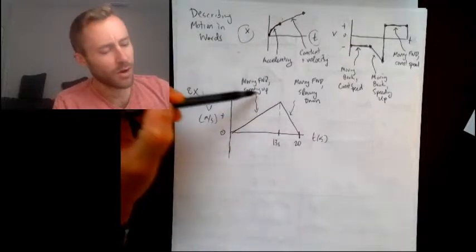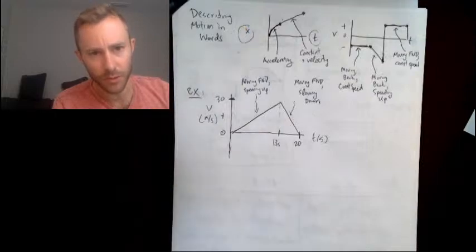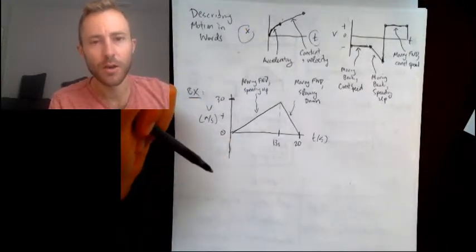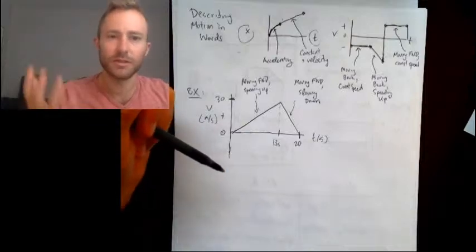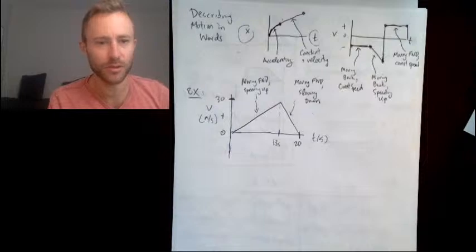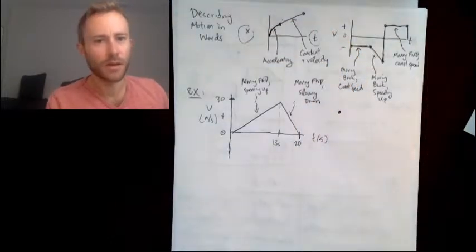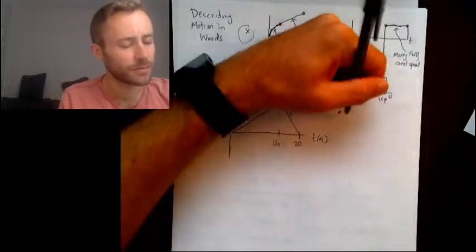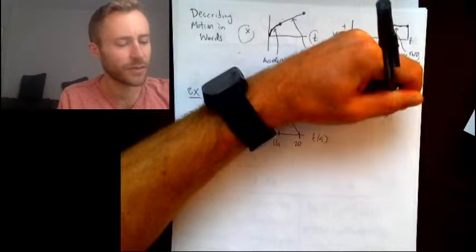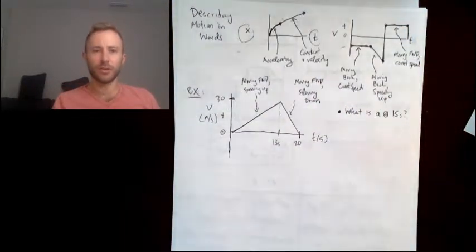So this is what I would call a qualitative description of the motion. Qualitative means using words, okay? Quantitative means using numbers. Okay, so now let's give a quantitative description of this motion. All right, so in particular, what is the acceleration at 15 seconds? So 15 seconds into this journey, where is that?